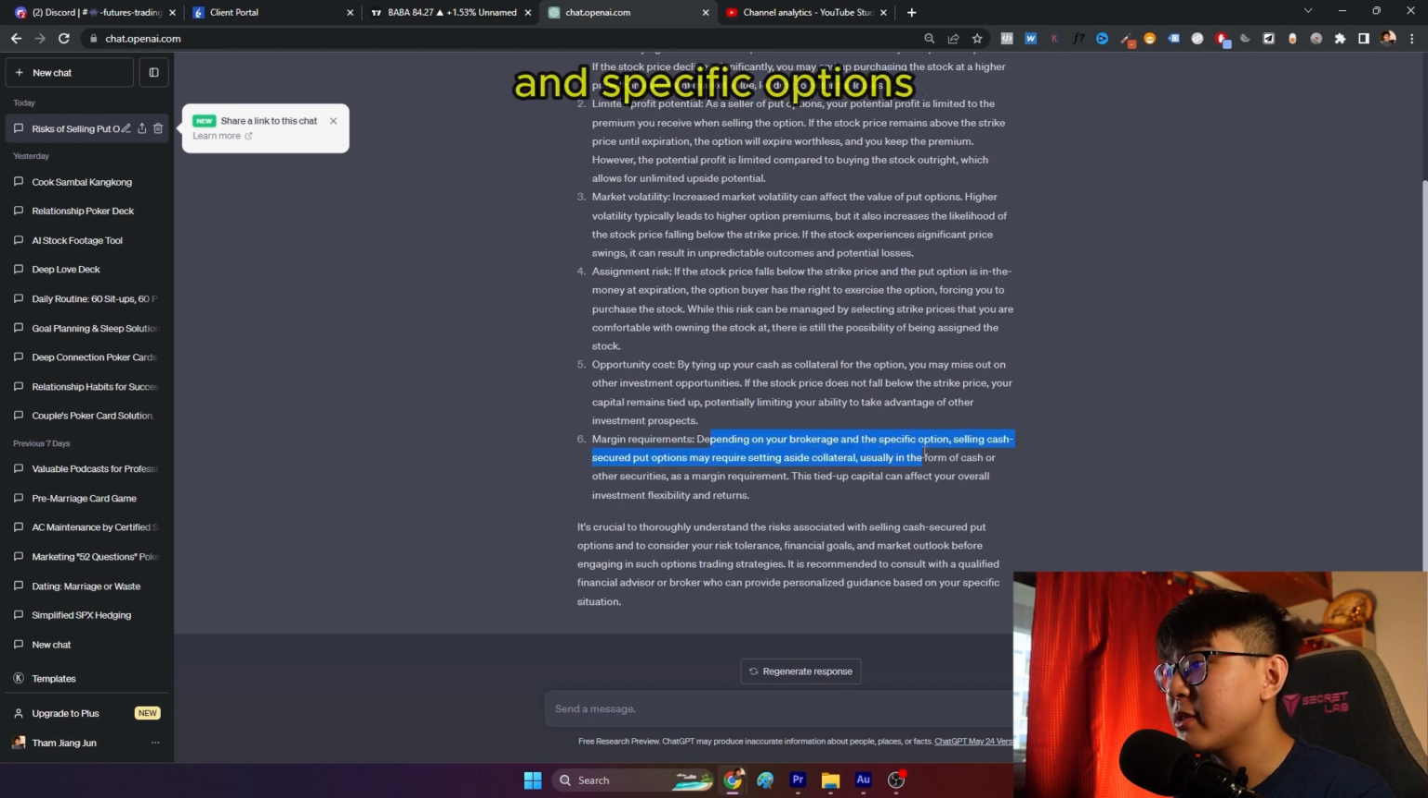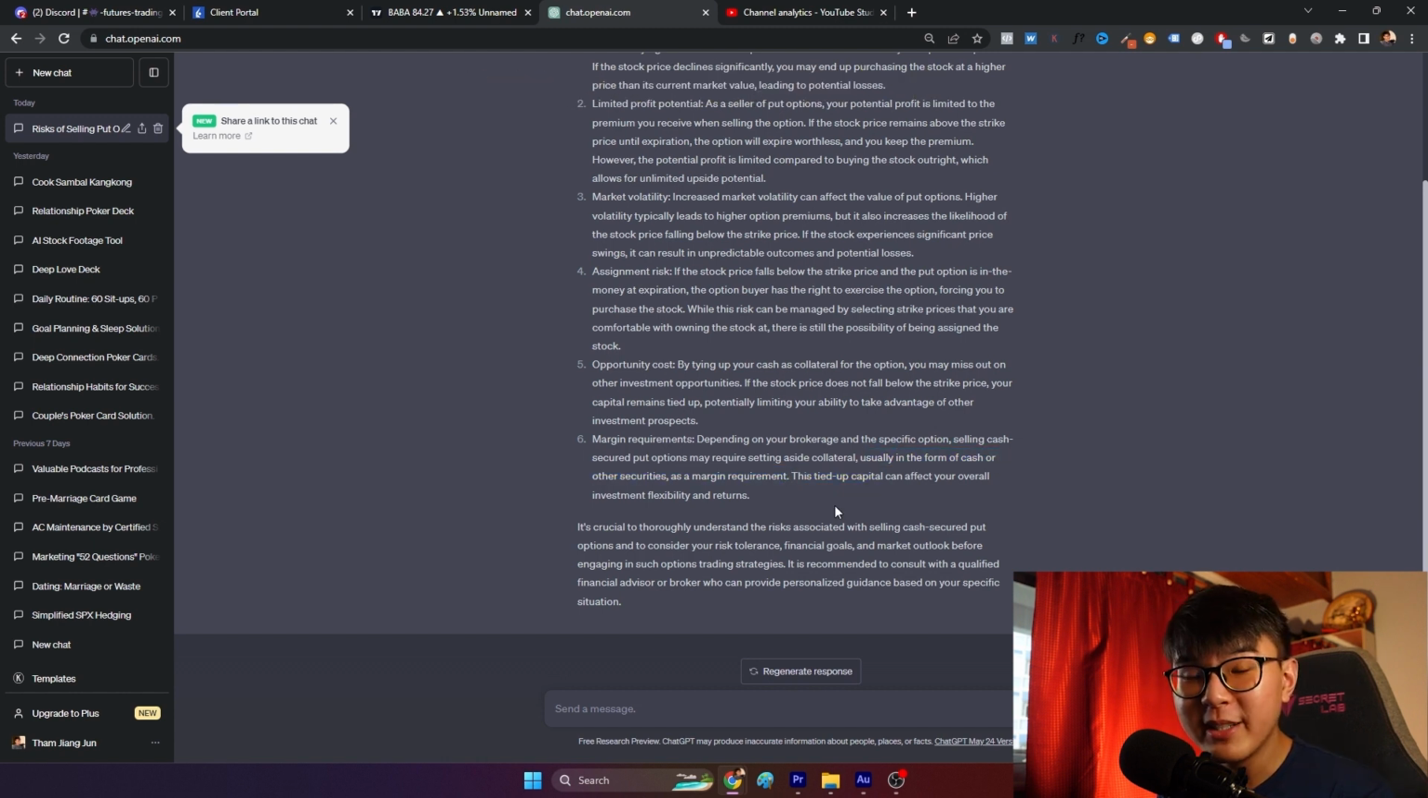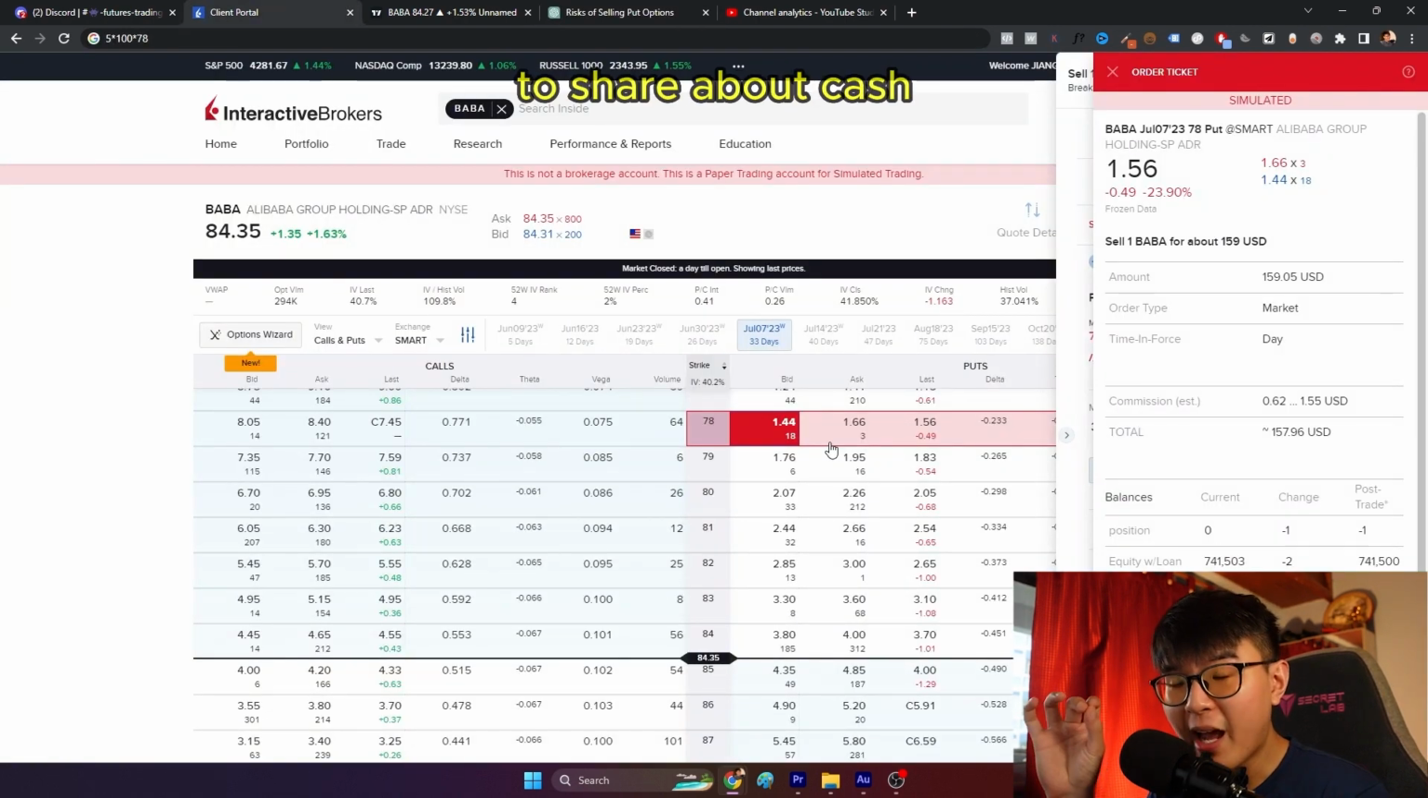Margin requirements. Depending on your brokerage and the specific options, selling cash secured put options may require setting aside collateral, usually in the form of cash or other securities as a margin requirement. A simple way to describe this is you need to make sure that you have 7,800 USD ready in your brokerage account. There's one last thing I would like to share about cash secured put options.